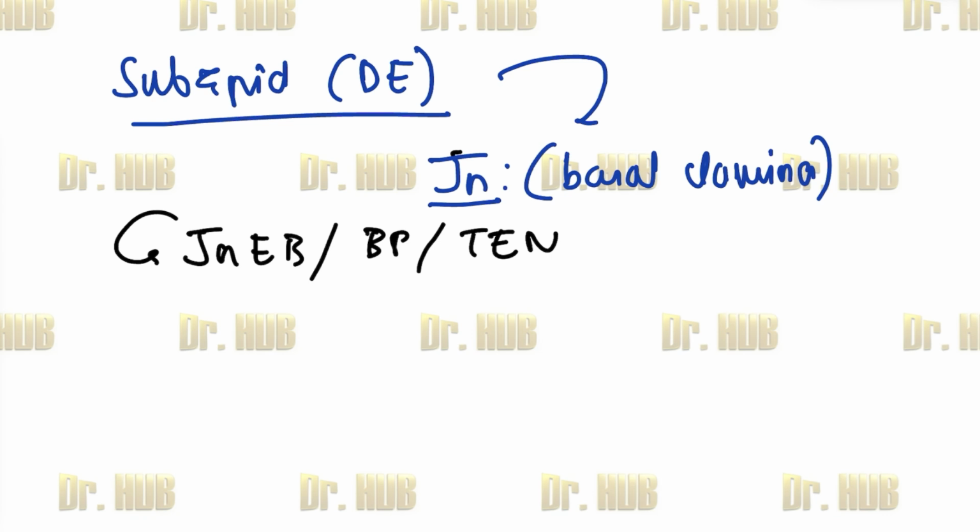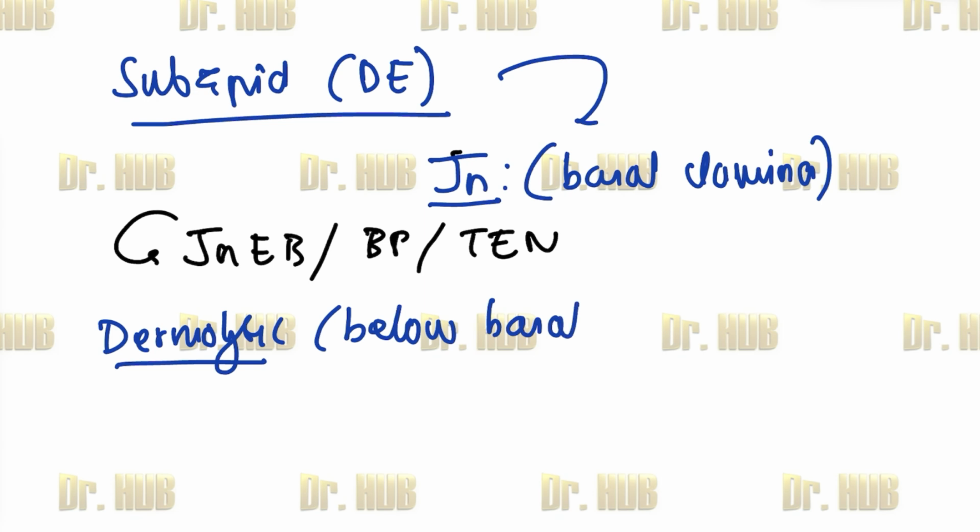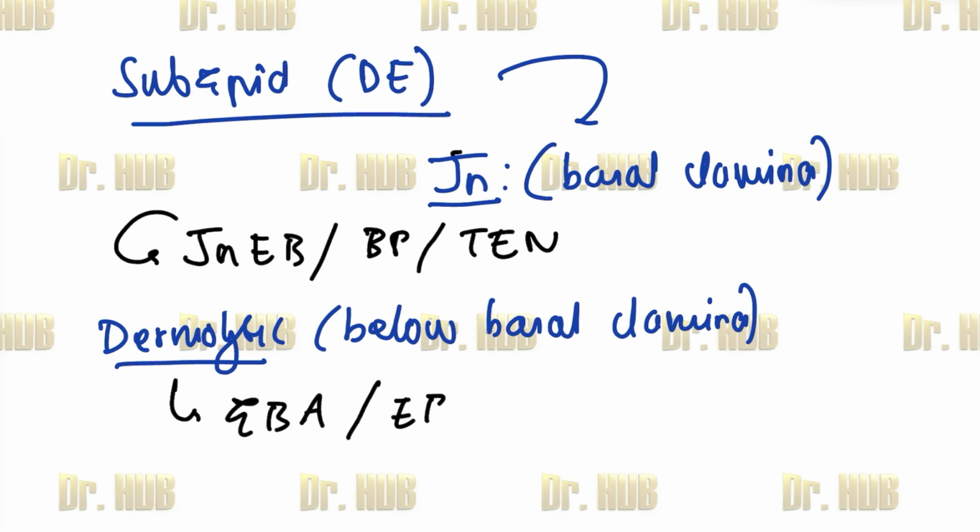Then moving on to the dermolytic. The dermolytic means it is below the basal lamina, and this includes epidermolysis bullosa acquisita as well as epidermolysis bullosa dystrophica. Next, it also includes deep burns and porphyria cutanea tarda.